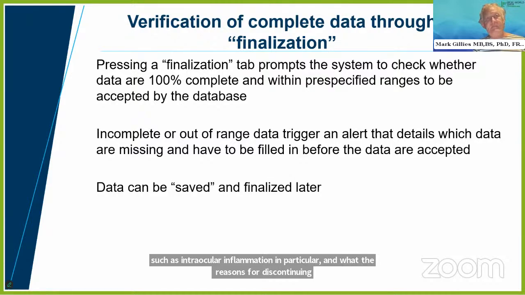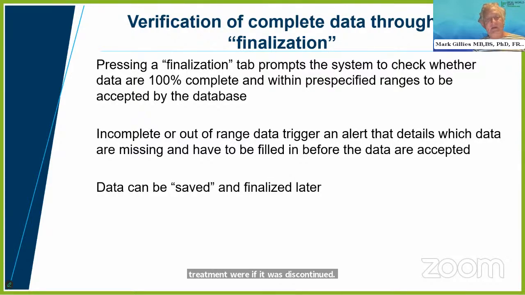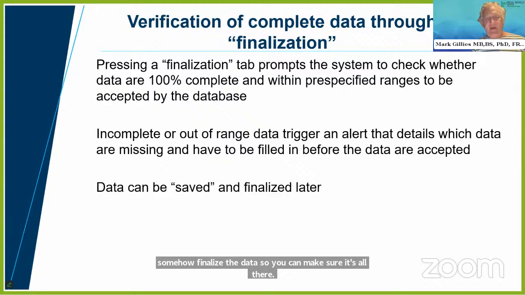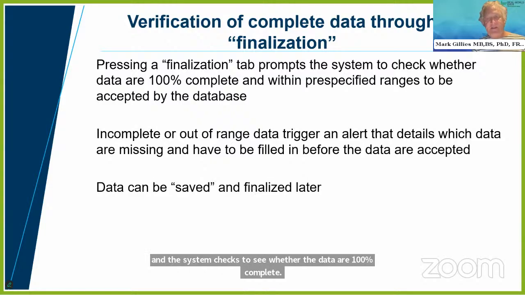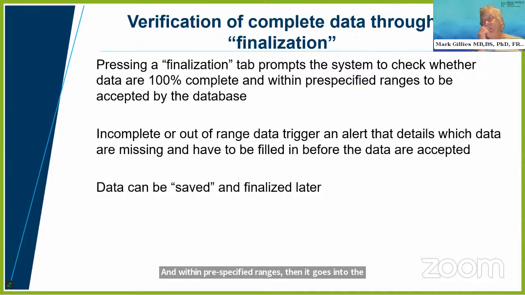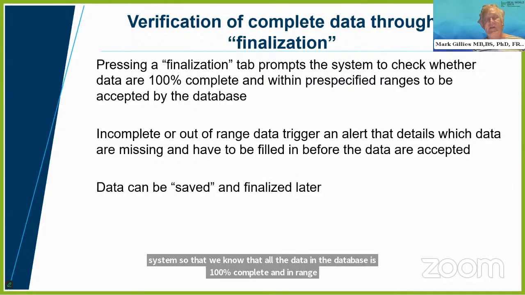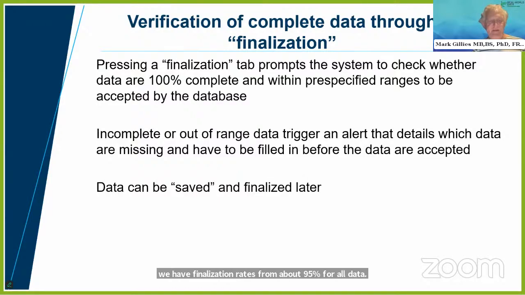And then the other important point is you have to somehow finalize the data so you can make sure it's all there. So we have a finalization tab once it's all gone through, and the system checks to see whether the data are 100% complete and within pre-specified ranges. Then it goes into the system so that we know that all the data in the database is 100% complete and in range, and we have finalization rates of about 95% for all data. You can save the data and finalize later if you prefer.